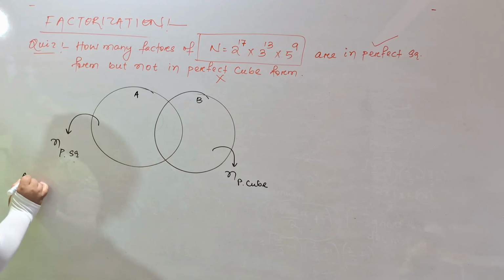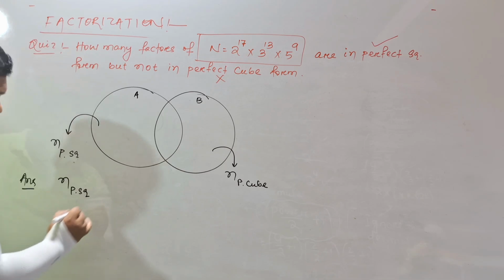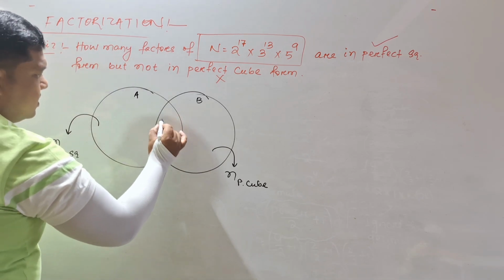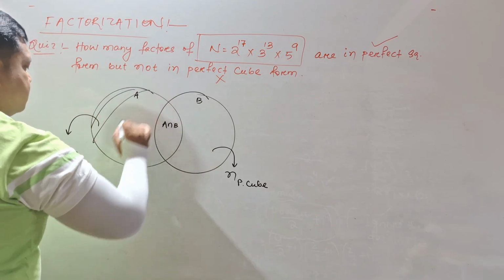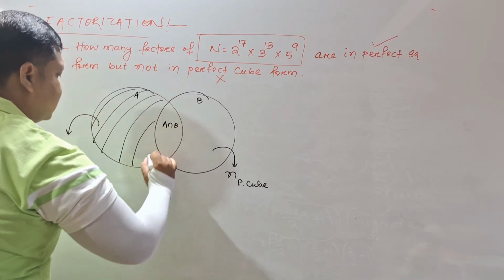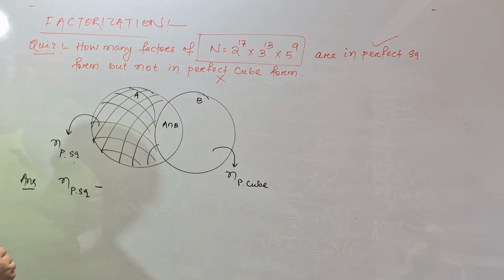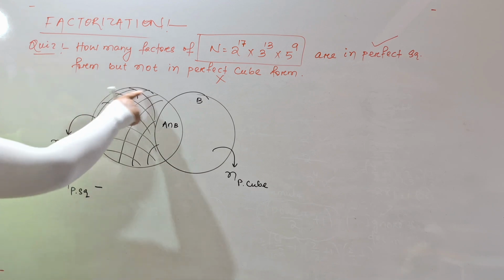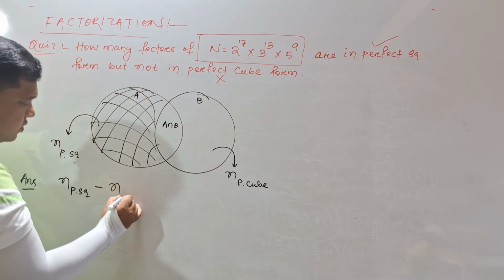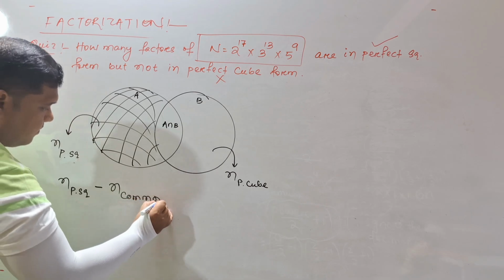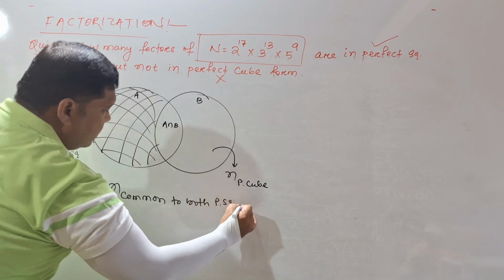So here the answer is, first find how many factors are in perfect square form, minus, you have to subtract this, A intersection B. This one you are going to subtract. Your answer is this shaded portion. Only focus on this shaded portion. So how to write? First you find how many factors are in perfect square form, set A, minus factors which are common to both perfect square and perfect cube.